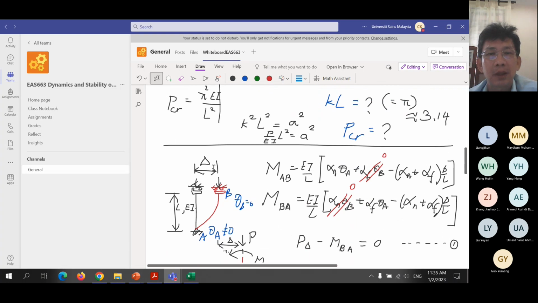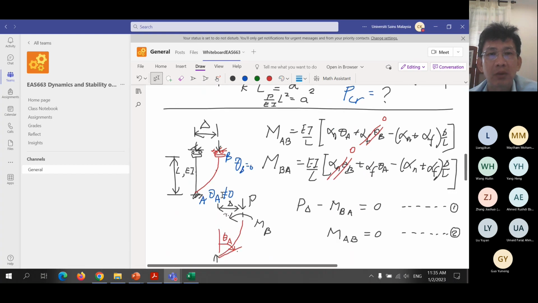This is the second example, example 2b. There is relative end translation, which is represented by delta over L, and also there is an end rotation. So the first thing that we do is look at the end moment equations again. We write down the end moment equation MAB, which is this. Now you notice that these terms appear because theta A is non-zero, together with this term because there is the relative end translation.